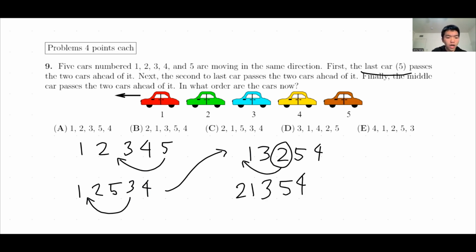And out of all these options, this one doesn't start with 2, so we know it's not A. This one is 2, 1, 3, 5, 4. B is going to be our answer. Just in case, we'll check these other ones. 2, 1, 5. No, this is 5, so it's not. And then it starts with a 3. That's not correct. Starts with a 4. That's not correct either. So we know our answer for question number 9 has to be B.